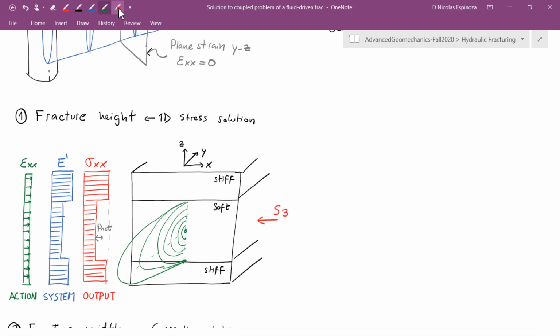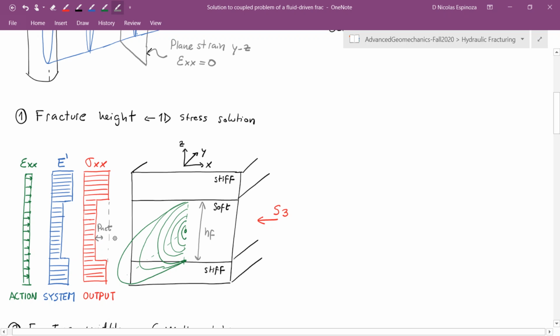And that's how we're going to determine our fracture height. Of course, this is a very simplified version of the fracture height. Sometimes it goes a little bit beyond those strict bounds, even if it doesn't go into the stiff layers. But this is an approximation which is good enough for now.